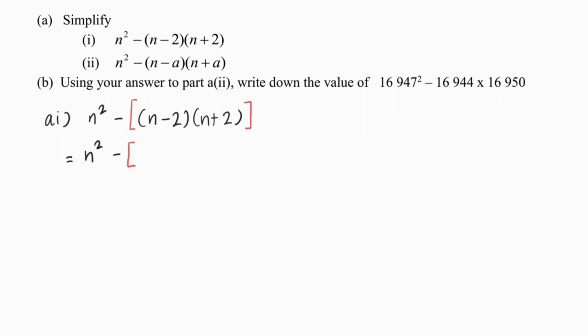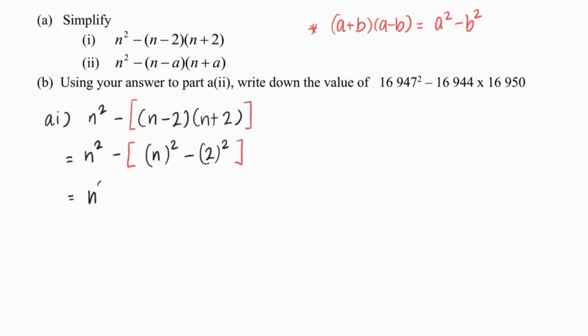And this one I'm going to apply what we have learned previously: if I have a plus b times a minus b, this is one of the special products. I will have a square minus b square. So in this case, it will be n square minus 2 square.